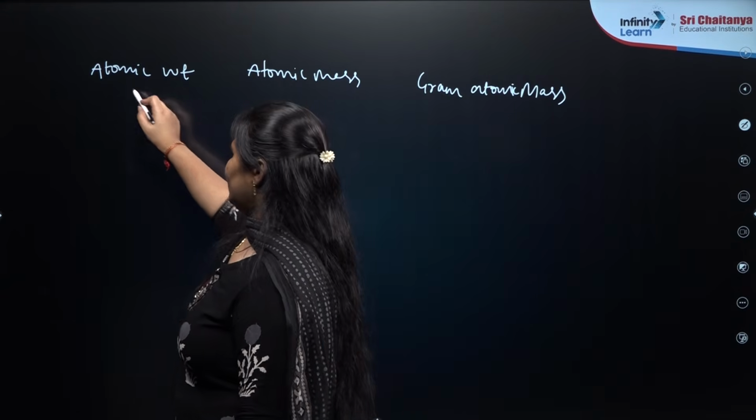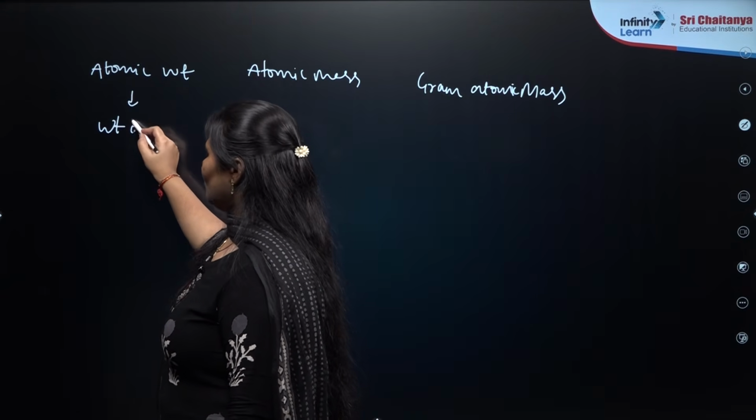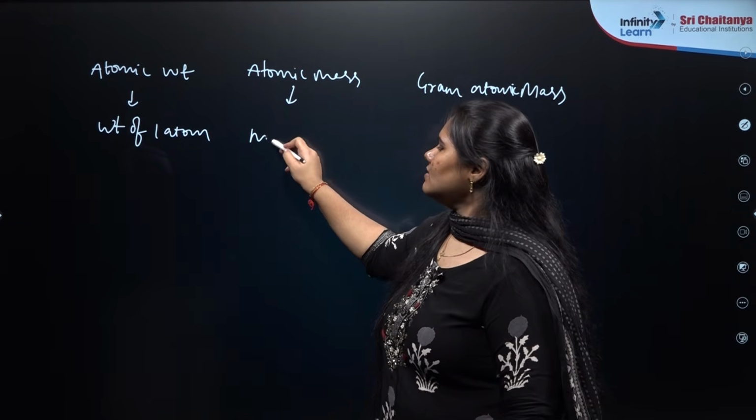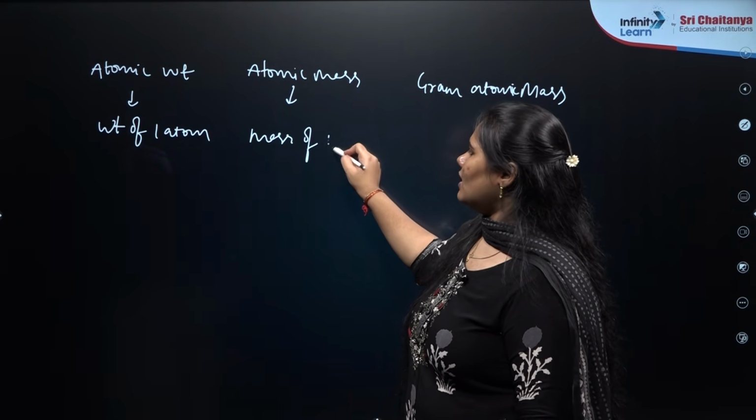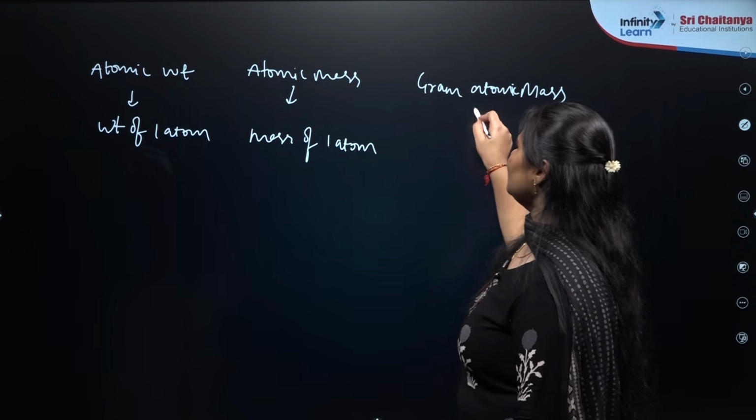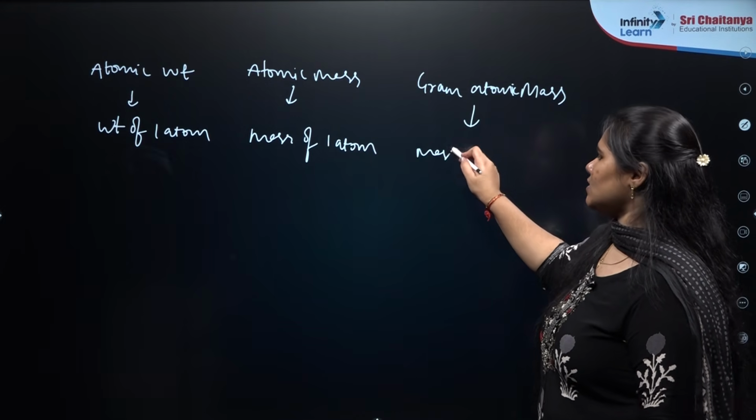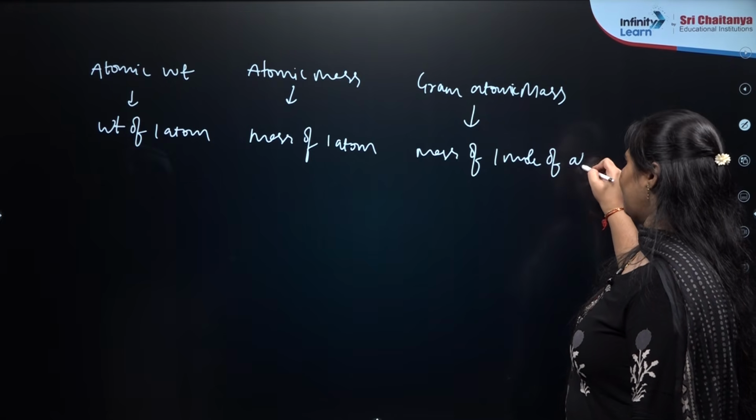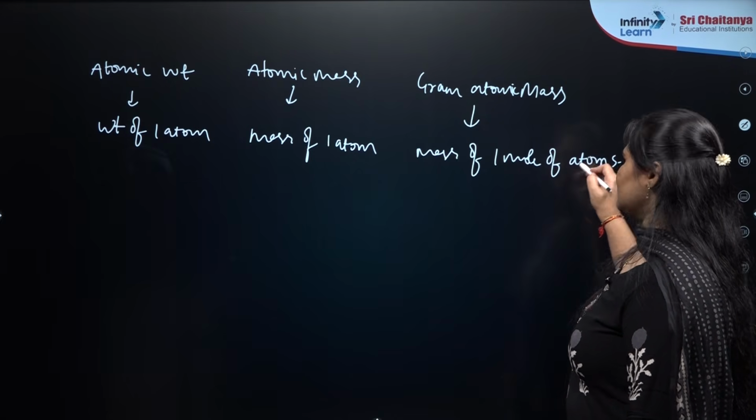What is atomic weight? Atomic weight is nothing but weight of one atom. What is atomic mass? Mass of one atom. What is gram atomic mass? It is mass of 1 mole of atoms. This is the first difference.